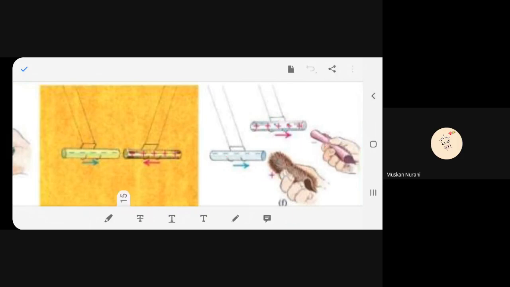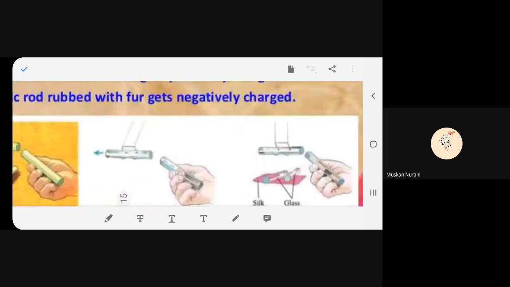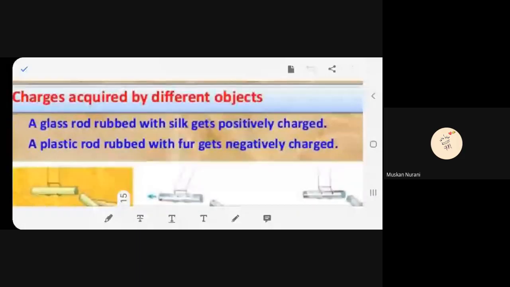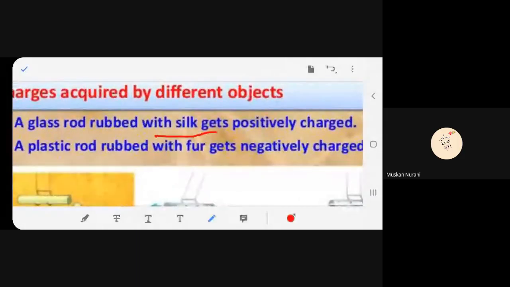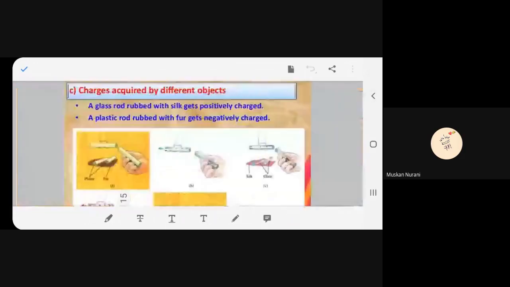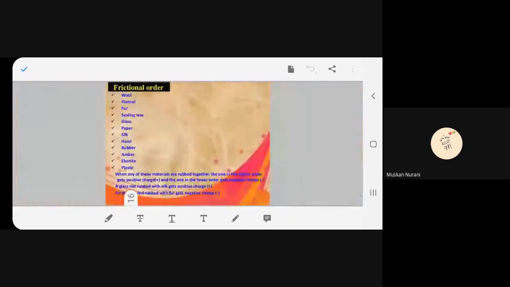Understand? Because here you can see that a glass rod, when rubbed with silk, becomes positive, and a plastic rod, when rubbed with fur, gets negative. So it all depends upon the object with which you are having friction. You just have to mug it a bit. Just learn it by heart. Okay.